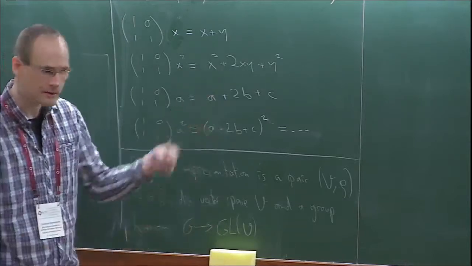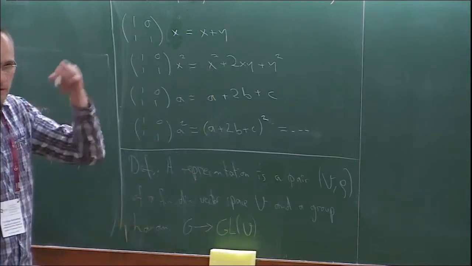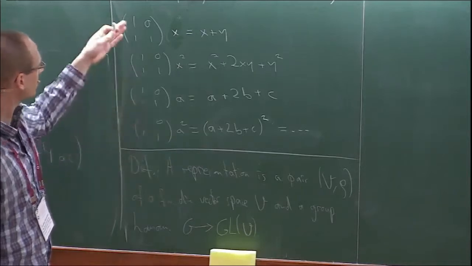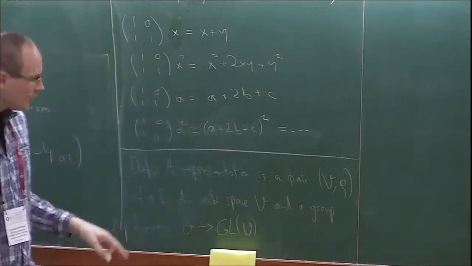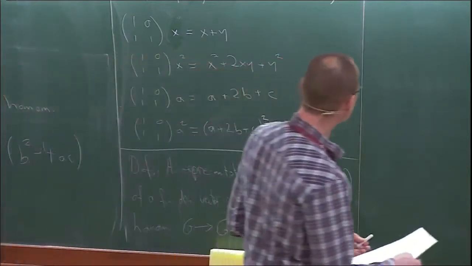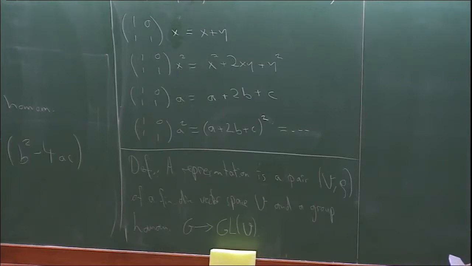It's a map, right? So it says that you have some rule that tells you how to apply a group element to elements of your vector space, like this one here. And that's a representation. And a sub-representation is a linear subspace that is closed under the group action, okay? And we have already seen this.